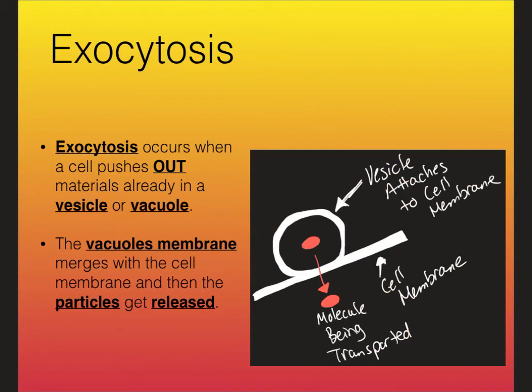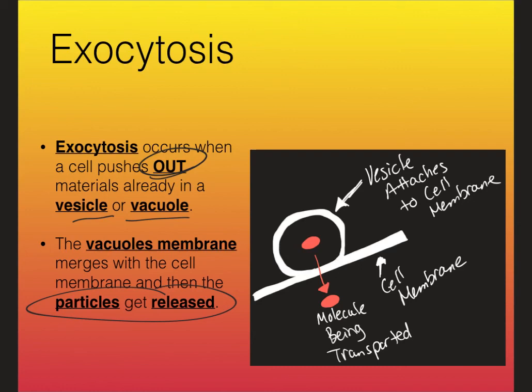Now finally, let's look at the last type of bulk active transport that requires energy. It's known as exocytosis. This is the opposite of endocytosis. Exocytosis occurs when a cell pushes out materials already in a vesicle or a little tiny vacuole. So the vacuole's membrane merges with the cell membrane, and then the particles get released.